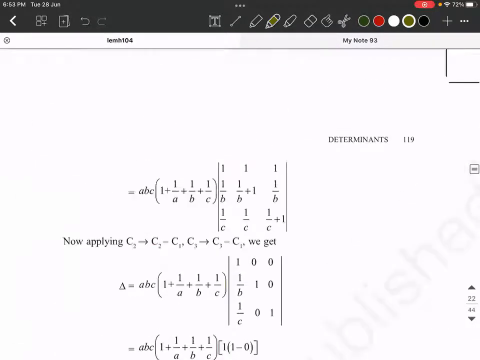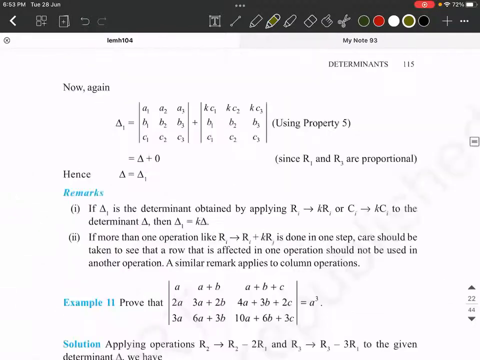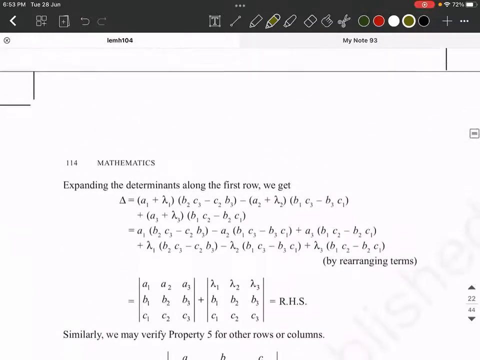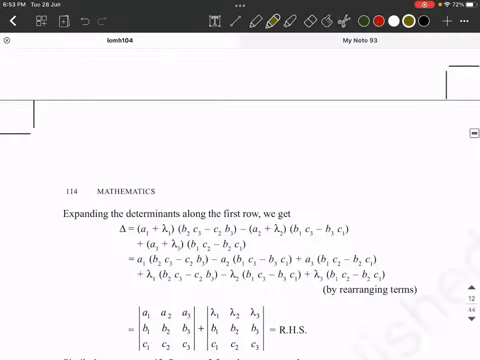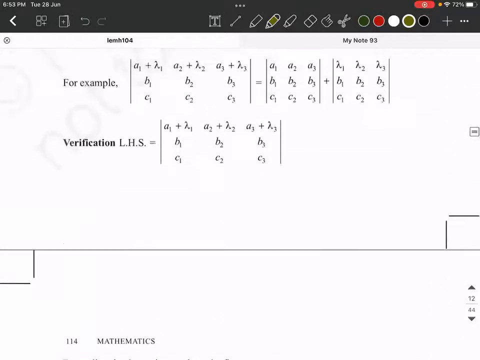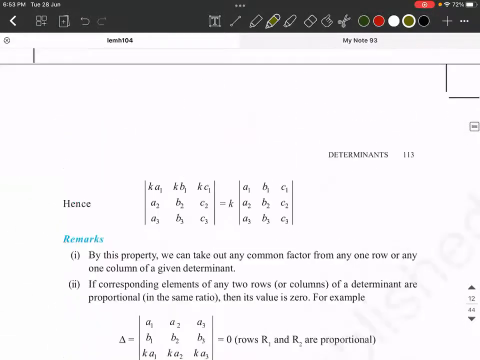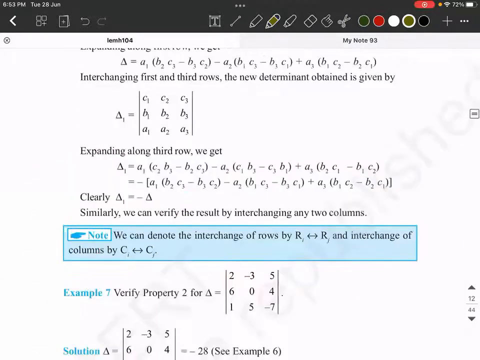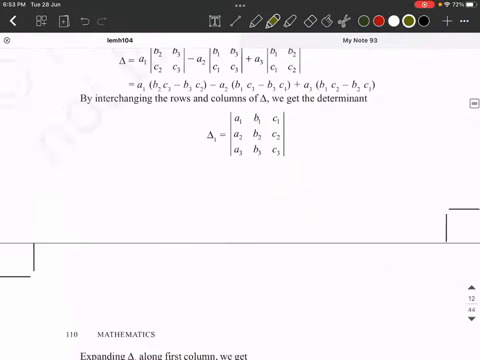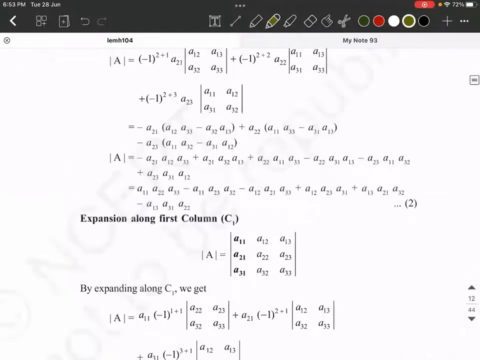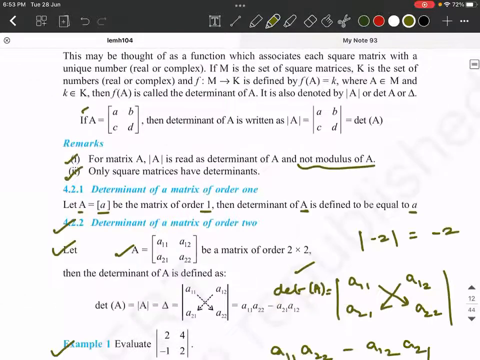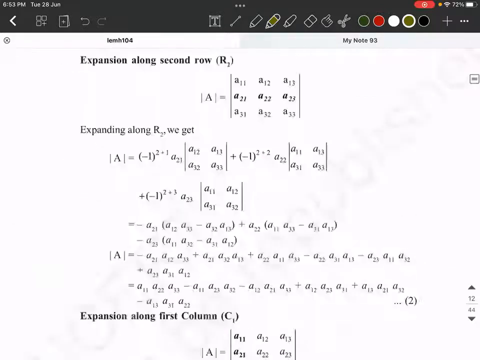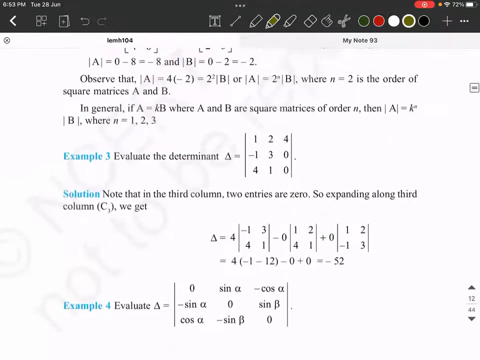So properties we need not worry about. Though it is deleted, I'm not teaching it because it is complicated and unnecessarily confusing. Had it been useful, I would have taught you. It's not useful for competitive exams also. So shall we proceed?